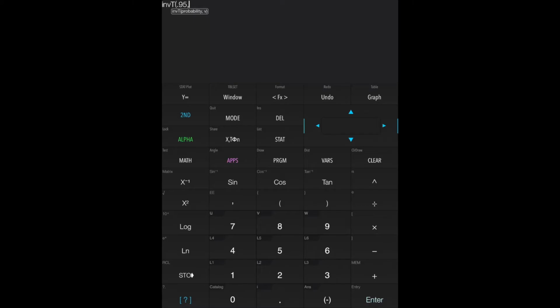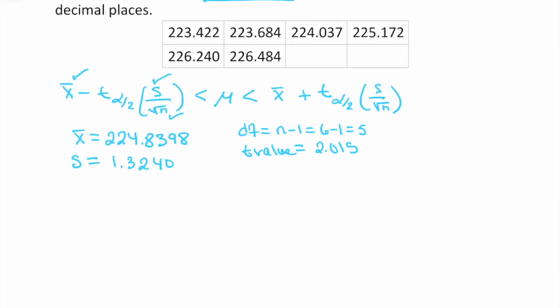So our degrees of freedom for a t-distribution are n minus 1. So 6 minus 1 is 5. Close the parenthesis, and that gives us a t-value of 2.015, which is the same thing that we got from our t-table, or t-distribution table. So now we have our t-value, we have everything we need for our formula for finding our confidence interval boundaries, so let's go ahead and do that.